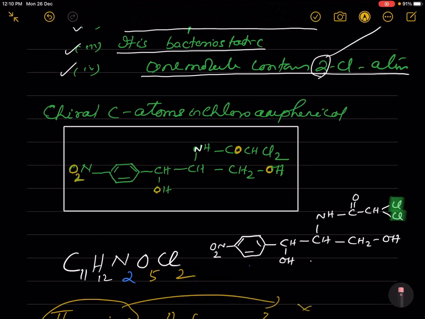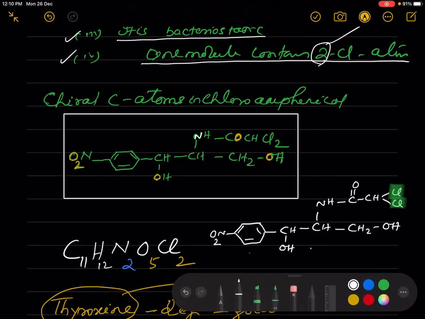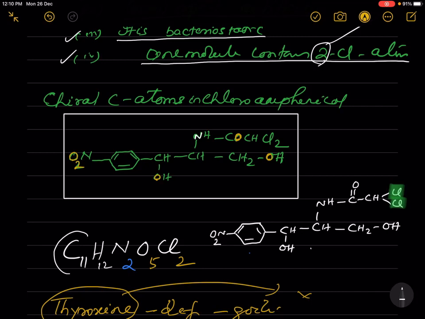So it has 2 chlorine atoms. Next, what is the molecular formula of this chloramphenicol? You see, there are 11 carbon atoms. How? You see, 1, 2, 3, 4, 5, 6, 7, 8, 9, 10, 11. So there are 11 carbon atoms.